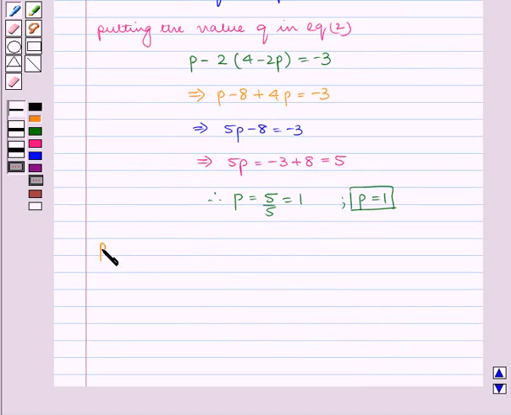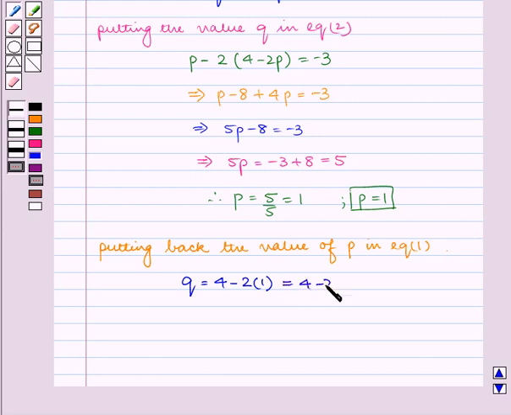Putting back the value of P in equation 1, we have Q is equal to 4 minus 2 into 1, which is equal to 4 minus 2, which is 2. So, Q is equal to 2.